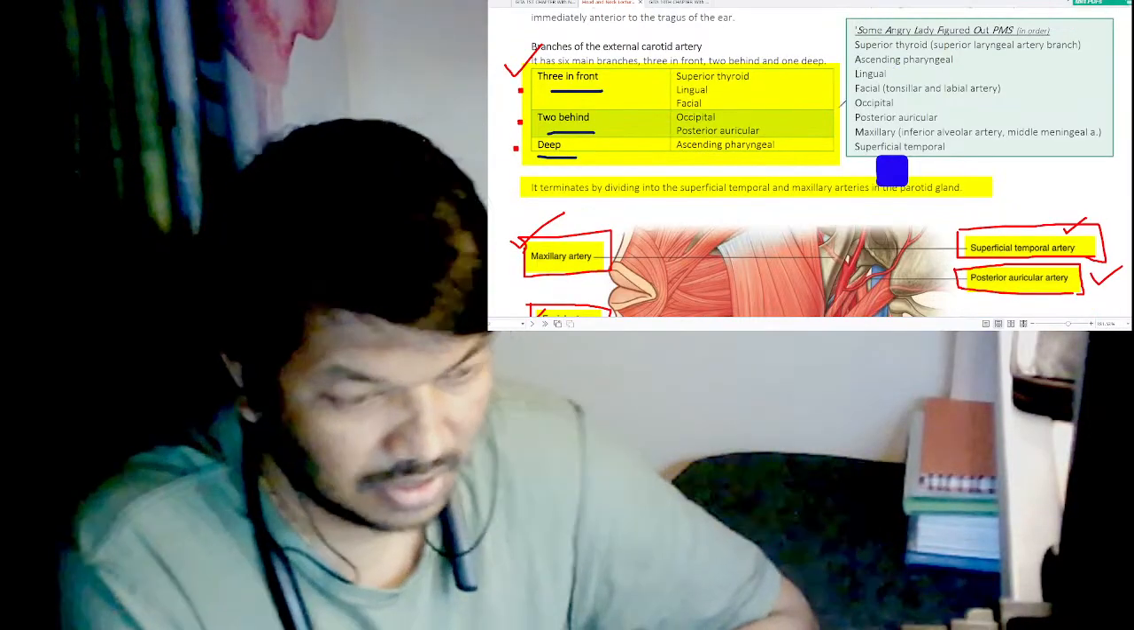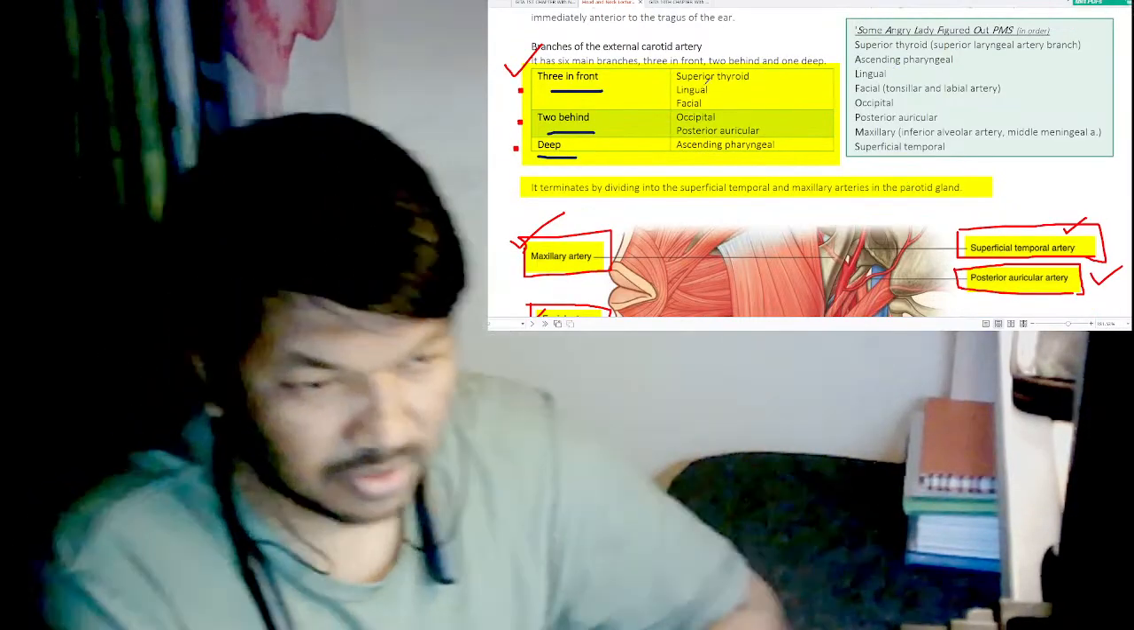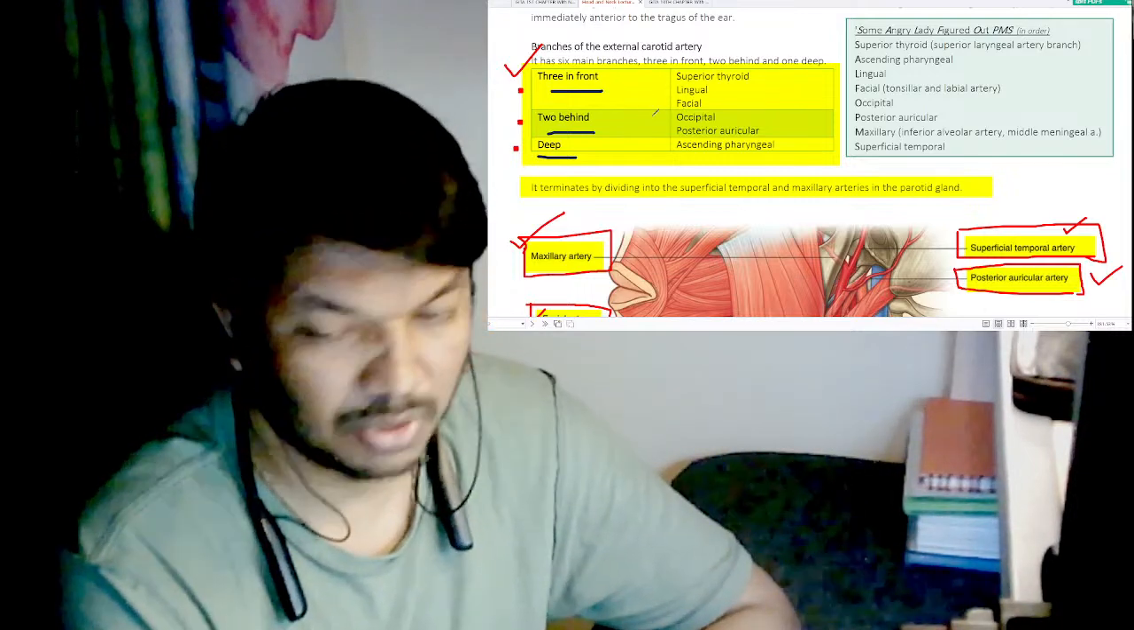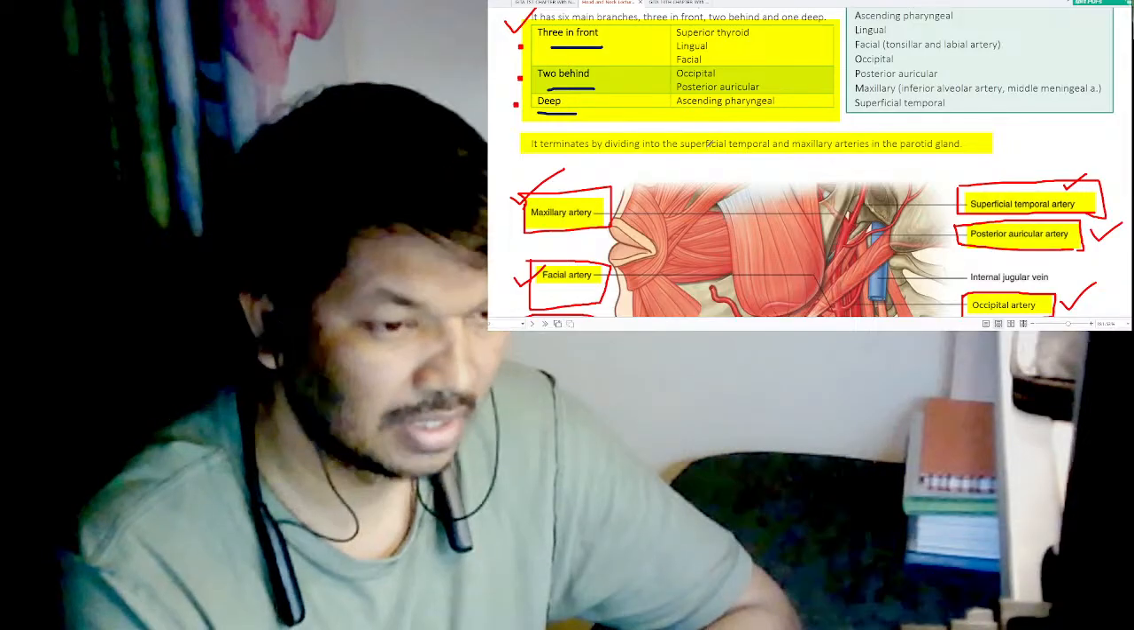Okay. So in the front it is very simple. In the front, they are giving superior thyroid artery, lingual artery, and facial artery. In the behind or posteriorly, they are giving occipital and posterior auricular, and deep, ascending pharyngeal.